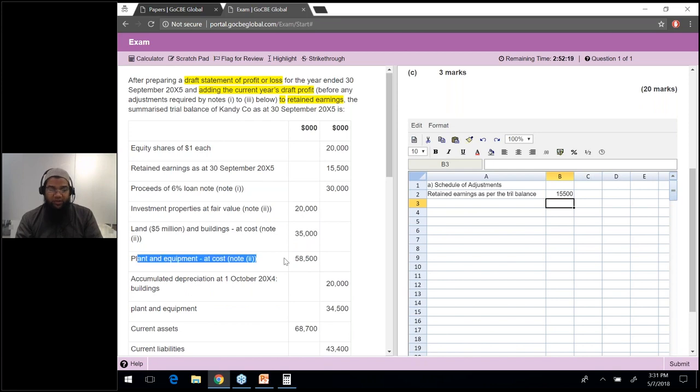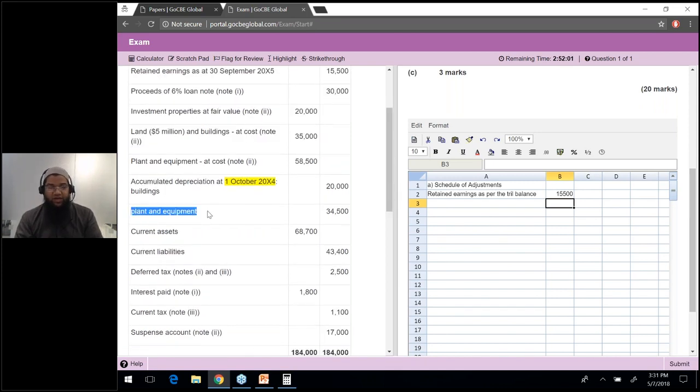We have plant and equipment at cost. We have accumulated depreciation. If you see, the date of the depreciation is 1st October 20x4, which is the start of the year. This means that the asset has not been depreciated for the current year, and the accumulated depreciation for plant and equipment is 34,500. Current assets are 68,700. Current liabilities are 43,400. Deferred tax is 2,500.